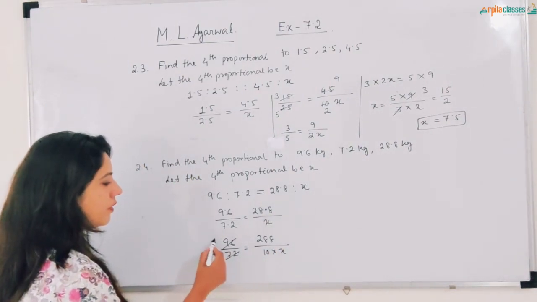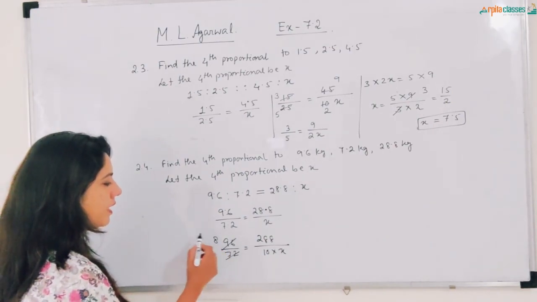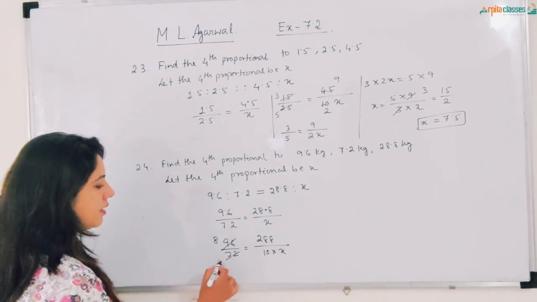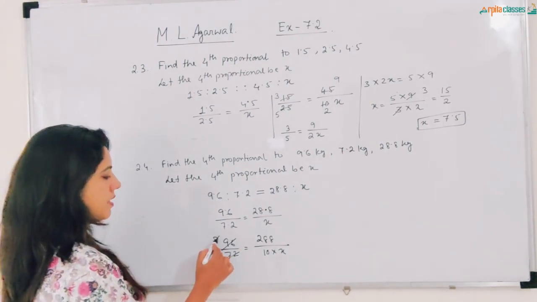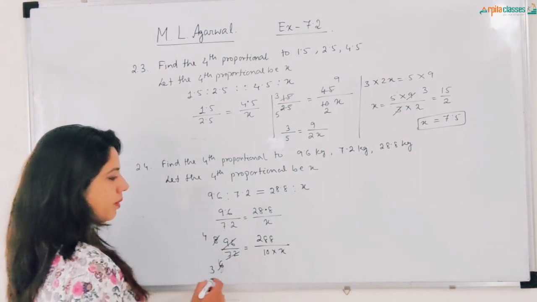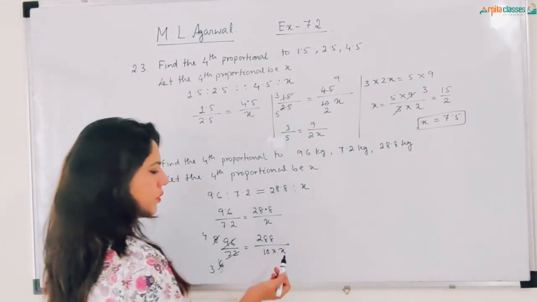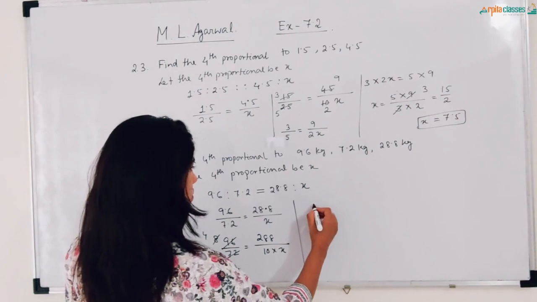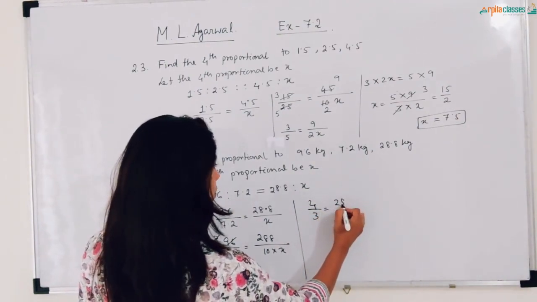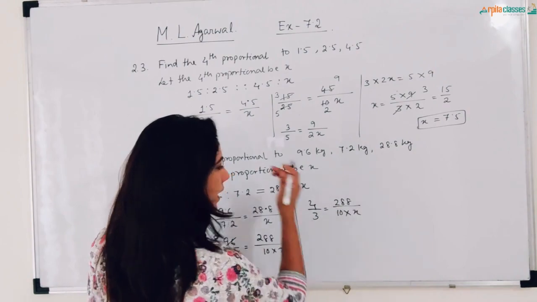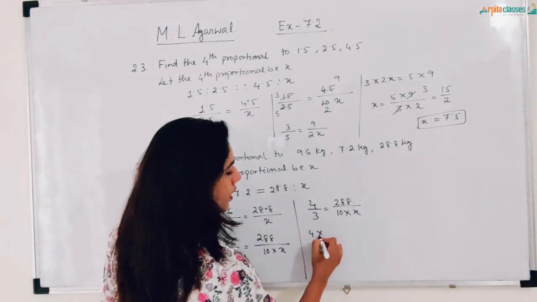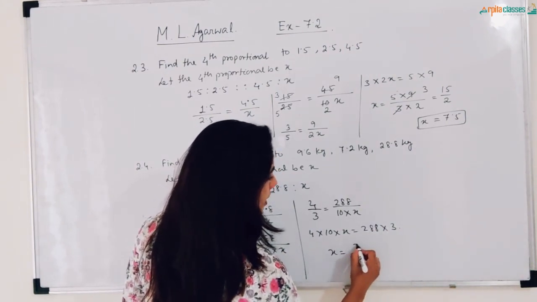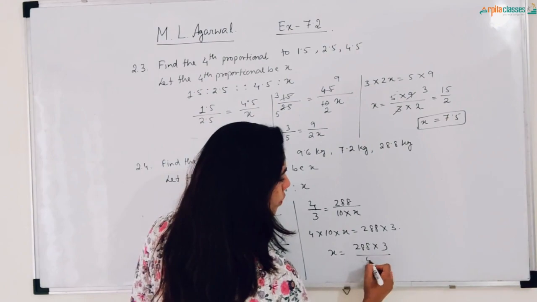Now reduce it. It will go by 12 7s are 84, 12 8s are 96, and 12 6s are 72. And 2 4s are 8, 2 3s are 6. So it is 4 upon 3, and here also you can reduce it, or if you do not reduce it, it's okay because it is 10 out here. So let's not reduce it. So it is coming 4 upon 3 is equal to 288 upon 10 into x. Now cross multiply. 4 into 10 into x is equal to 288 into 3. So x will be 288 into 3 upon 4 into 10.